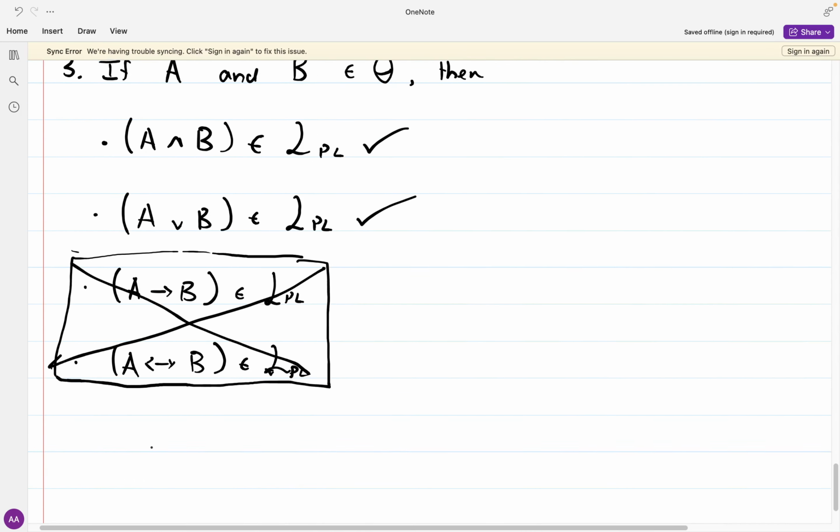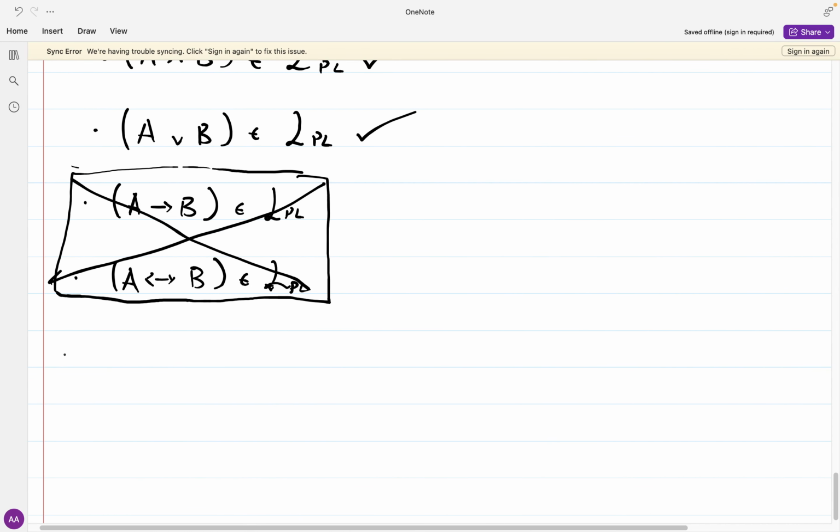With all this being said, we only need one more rule to add. And this rule simply closes the list. We will just say that nothing else is a part of the language of propositional logic. And we are done.